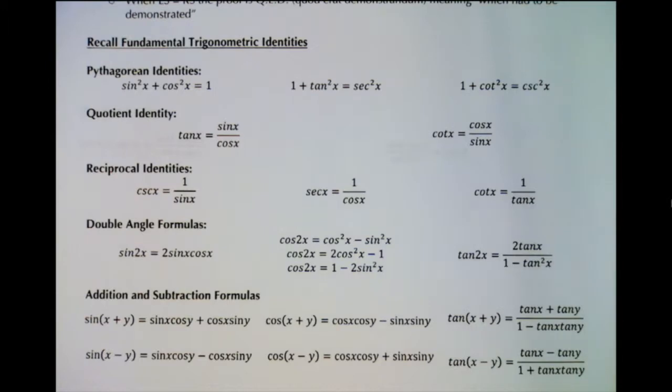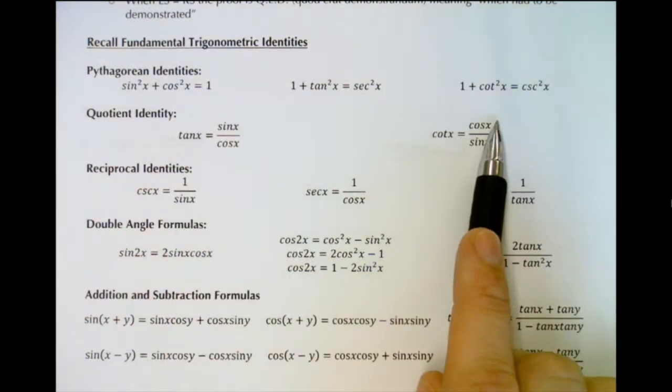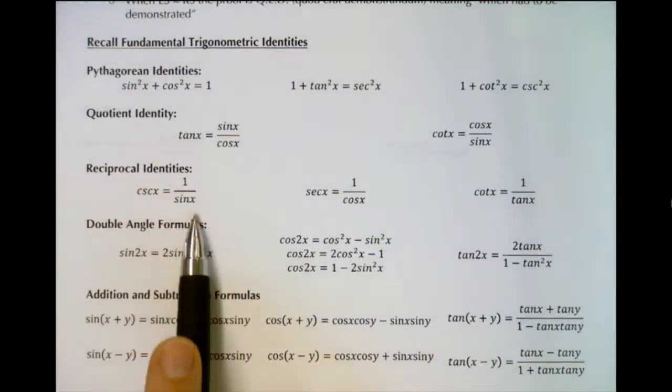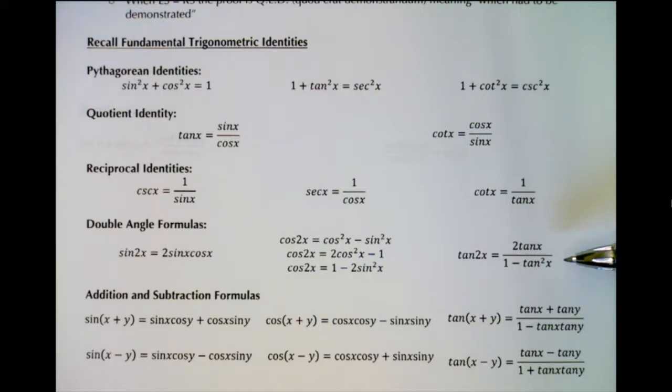There's also two quotient identities. There's that tan is sine over cos and cotan is cos over sine, which makes sense because tan and cotan are reciprocals. Cosecant is the reciprocal of sine, secant the reciprocal of cos, cotan the reciprocal of tan. There's also the double angle formulas, which we explored in a lesson, and then the addition and subtraction formulas, which we explored in another lesson.